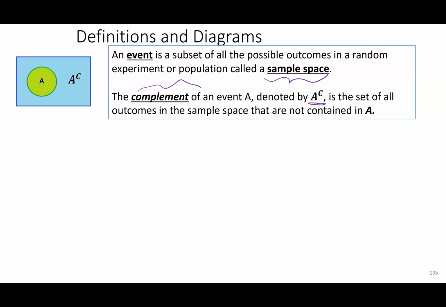So we're going to use A with a C. Some other folks might use A prime. That's okay. Just know that if you look online, you might see that. I'm going to stick to A with a C. So the idea is if you added the probability of A happening and the probability of A complement happening, that's everything.